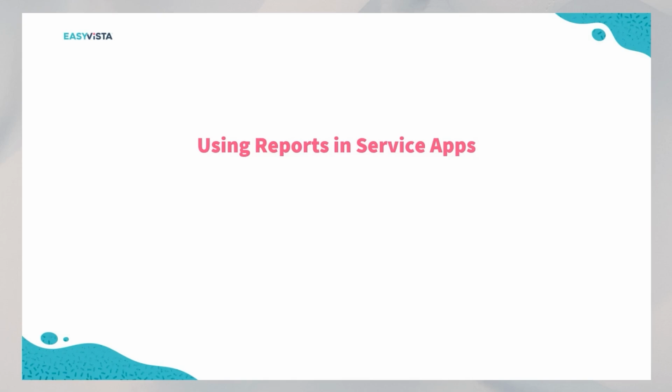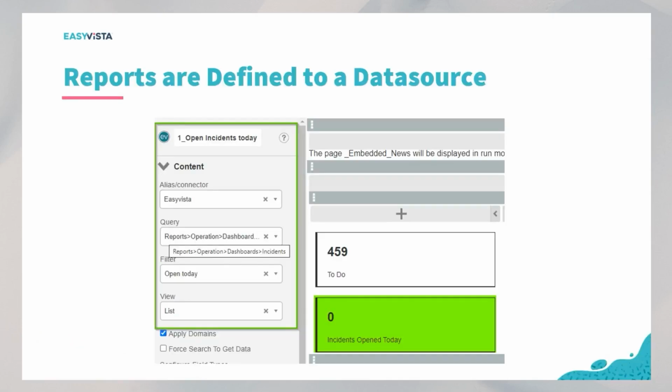I want to show you just a little bit more about how reports are used in service apps, because reports really drive all the data in service apps. You define them as data sources for your widgets. Just like we saw with our scheduled reports, we can define which specific report we want to run, as well as the specific filter and view that we want to associate it with. This is a screenshot of the data source of Open Incidents today, using a report in a folder called Dashboards, named Incidents using Open Today and a list view.